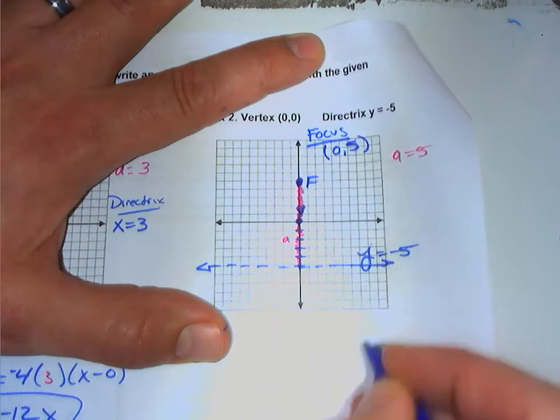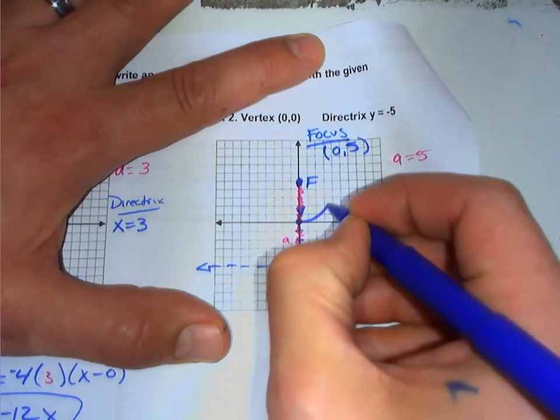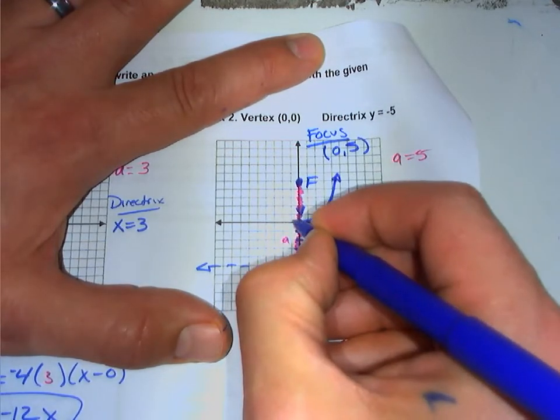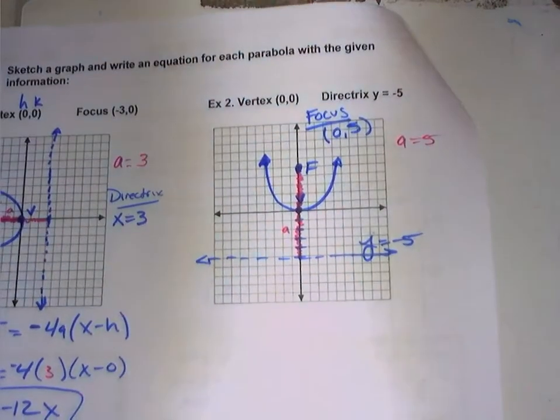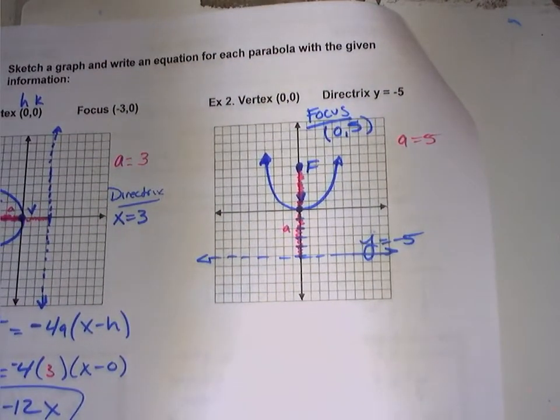0, 5. And then again, here we go. I'm not asking you to come up with any points on the parabola. Just be able to graph it. Okay? Again, here's the visual. Okay? Here's the silly visual.